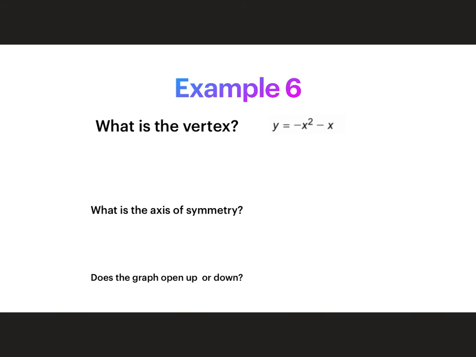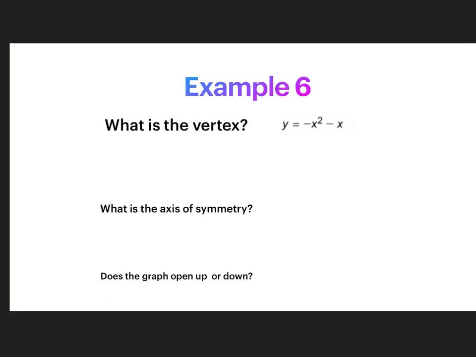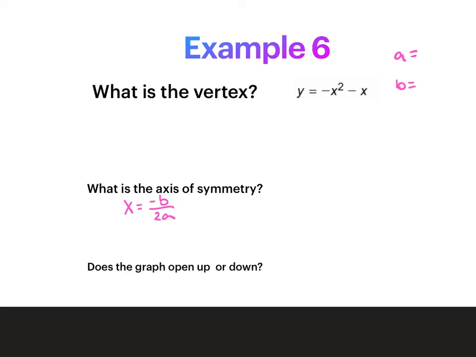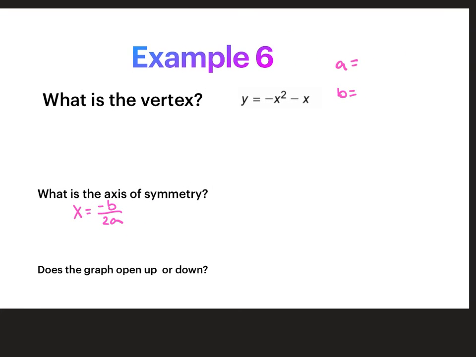Okay. So first thing we want to do is find our axis of symmetry. What's our formula for axis of symmetry? Negative b over 2a. So we want to find what our a is and what our b is. So what is our a? -1. Perfect, -1. It's the number in front of the x squared, which is -1. What's our b? -1. Number in front of the x, -1.